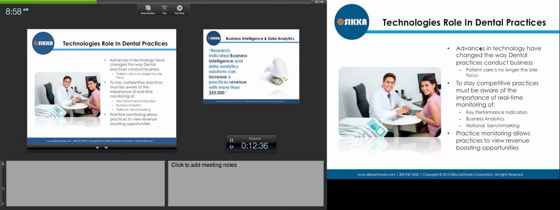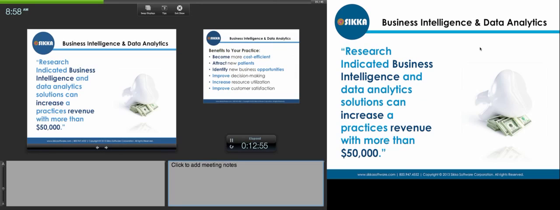So focus on key performance indicators of your practice. Focus on national benchmarking. Figure out where other practitioners are. Practice monitoring allows you to view revenue boosting opportunities. One of the areas that you really want to focus on is business intelligence. And that ties in with data analytics, as I was outlining. Our research has shown that if you use these successfully, you can increase your practice's revenue by more than $50,000. As a matter of fact, we have never seen a practice make less than $50,000 if they used our Practice Optimizer.